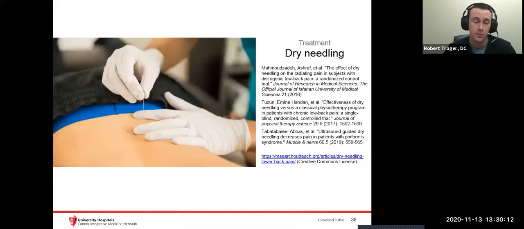Dry needling is one of my favorite treatment tools for sciatic pain. It's a technique of inserting a thin monofilament needle into a muscle in order to get the muscle to relax out of a spasm. And it's a little different than acupuncture. Acupuncture is a more holistic service that focuses on the whole body, and it's also diagnostic and treatment.